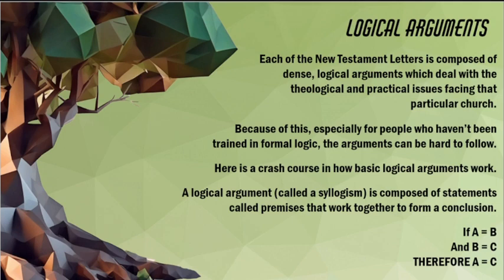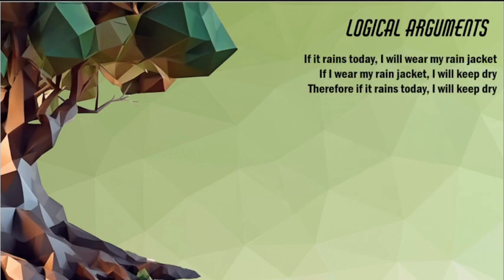Now, essentially what logic does is it replaces those A, B, and C's with actual sentences or statements or arguments, and those are the premises. So let me give you an example. If it rains today, I will wear my rain jacket. If I wear my rain jacket, I will keep dry. Therefore, if it rains today, I will keep dry. This is a very simple: if A equals B, if B equals C, then A equals C. Make sense so far? Keep tracking.